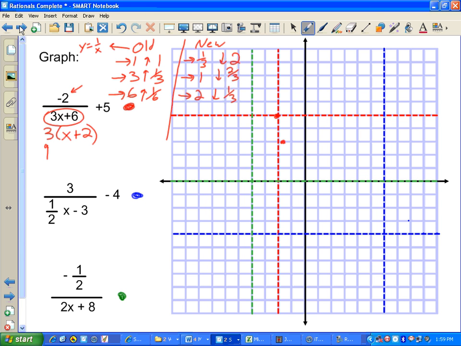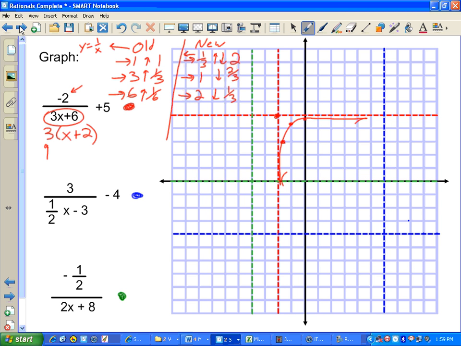I'm going to go over 1, down 2/3. I'm going to go over 2, down 1/3. Okay, and I've got my new transformed graph, at least this part of it. And if I want the other part, all I have to do is switch these arrows to do the opposite. So instead of going right and down, I can go left and up.